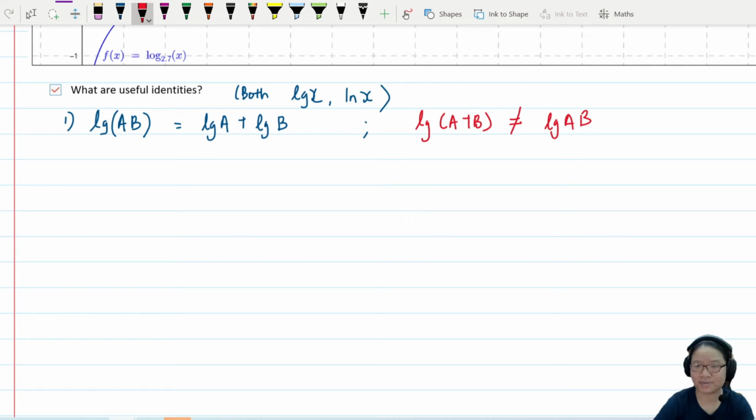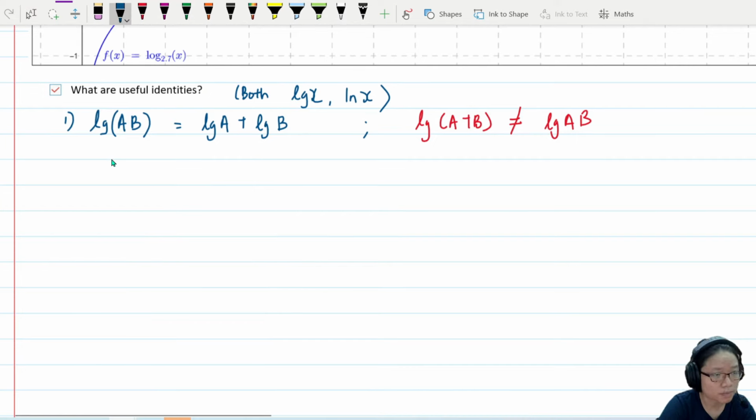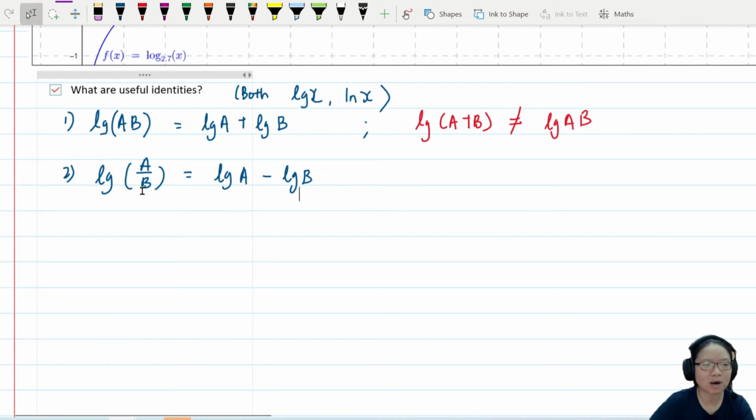So when two things are multiplied and you log it, you can split out the multiples. But this and this are not equal. You can try and press your calculator and see. Put two numbers for A and B and see whether they are the same or not. Number 2. Let's say I have log of A over B. Divide off. This will be log A minus log B, because we are dealing with indices. So B is power -1, so plus -1.